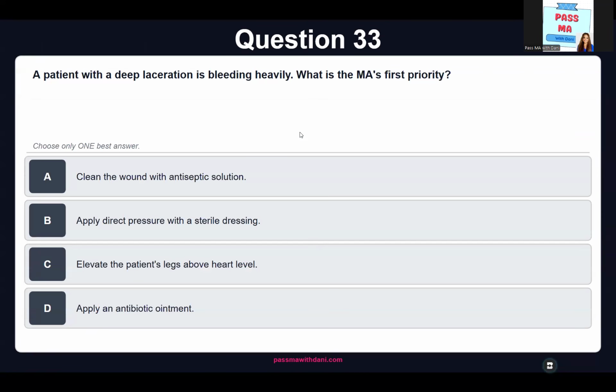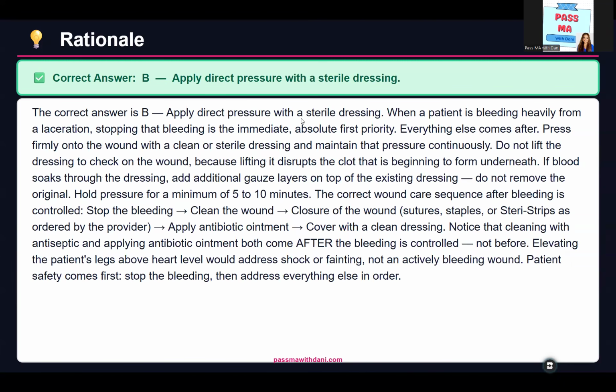All right, question number 33. A patient with a deep laceration is bleeding heavily. What is the medical assistant's first priority? A, clean the wound with an antiseptic solution. B, apply direct pressure with a sterile dressing. C, elevate the patient's legs above the heart. Or D, apply an antibiotic ointment. For question 33, if you said B, then you are correct. Apply direct pressure with a sterile dressing. So when a patient is bleeding heavily from the laceration, stopping the bleeding is the immediate, absolute first priority. Everything else, guys, is going to come after.